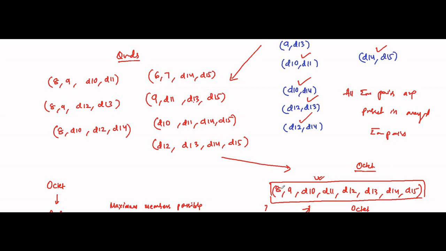8, 9, D10, D11. It is present here. This tick mark, it is present. 8, 9, D12, D13 present here. Tick mark. 8, D10, D12, D14. Tick mark it.